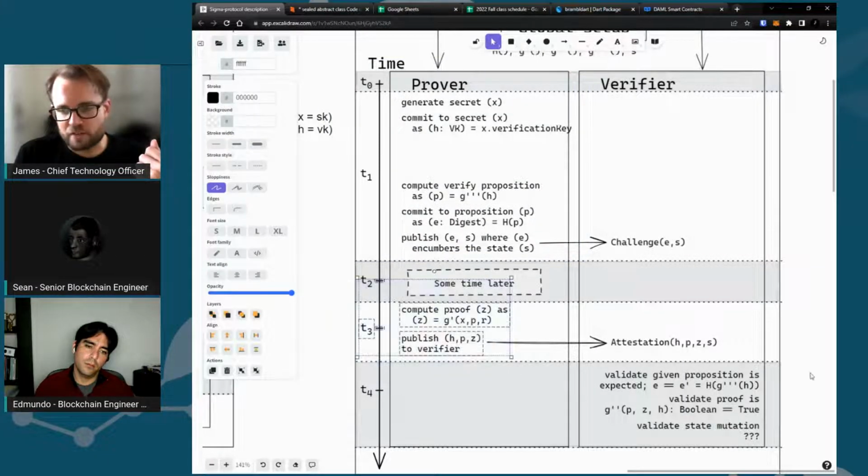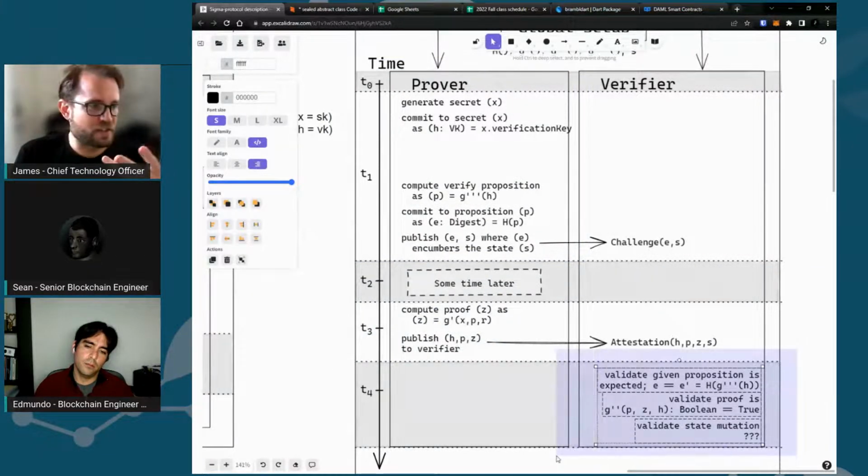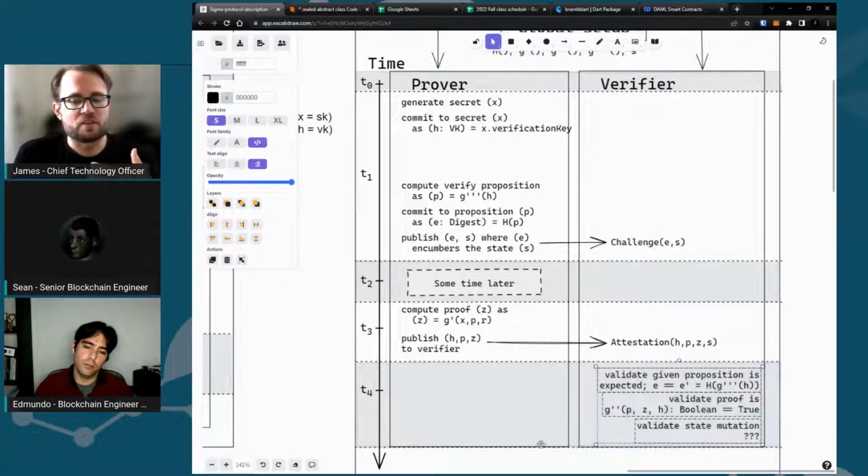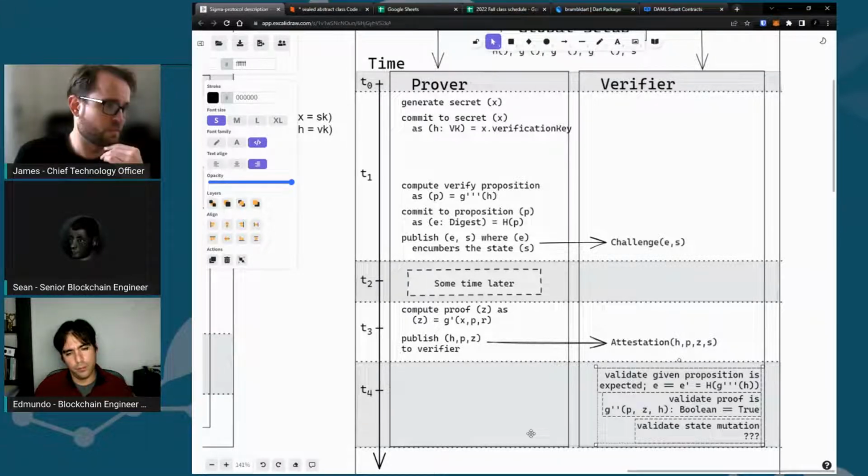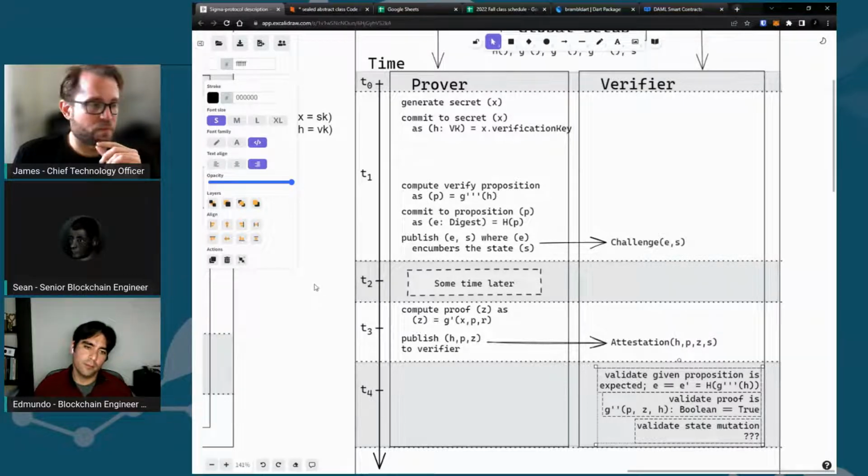G double prime is the verify function. G triple prime is the proof generation function. So that's what these G's are. I changed little g, the one without the primes. That was a hash function. That's why I changed to big H. So big H is specifically a hash.